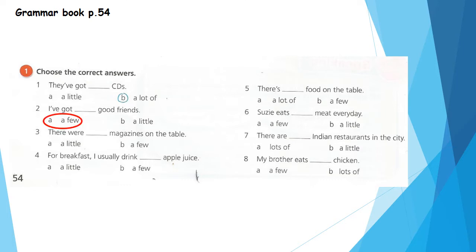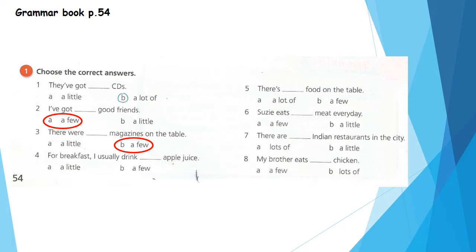Super. Number 3. There were a few magazines on the table. Here we have a little or a few. Yes, a little with uncountable nouns and a few with what? Countable nouns. So, magazines, can we count it? Yes, it has a plural form. So we'll use what? A few.